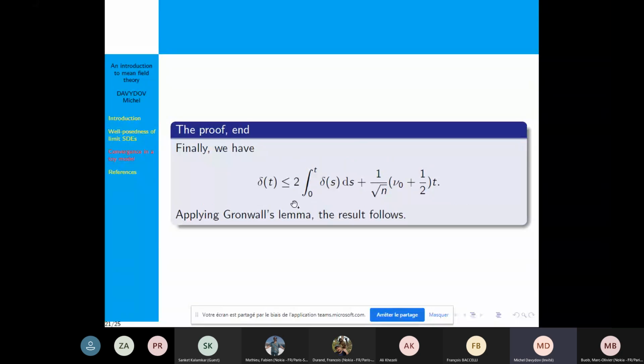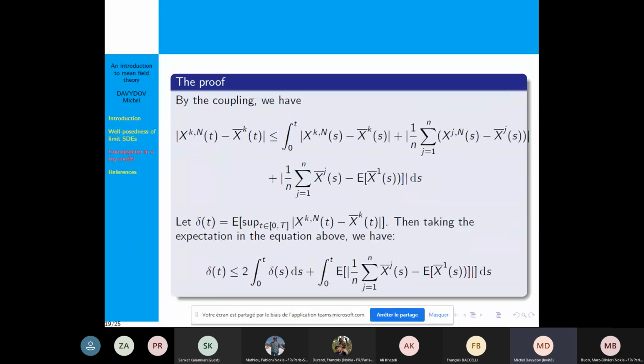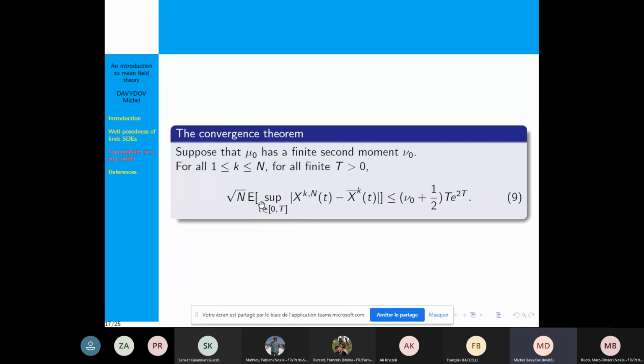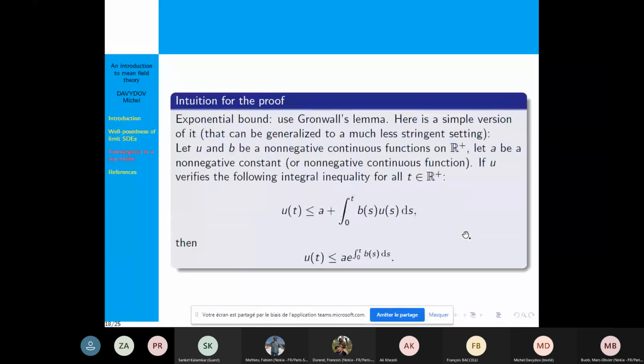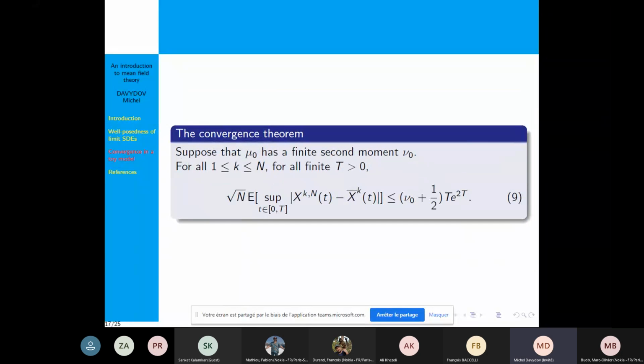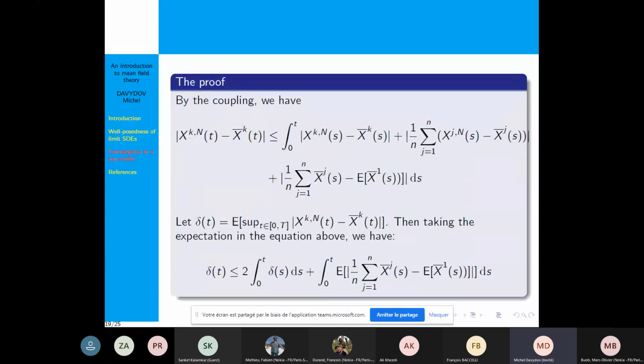And finally, what do we have? We have exactly what we wanted, which is that delta of t is bounded by 2 times delta of s plus a term which has a 1 over square root of n in front of it. So you apply Grunwald's lemma, and it gives you exactly this, because this is delta of t. So you get that the square root of delta of t is less than or equal to this. And so we've proven the convergence on the toy model using a coupling argument, which is it.